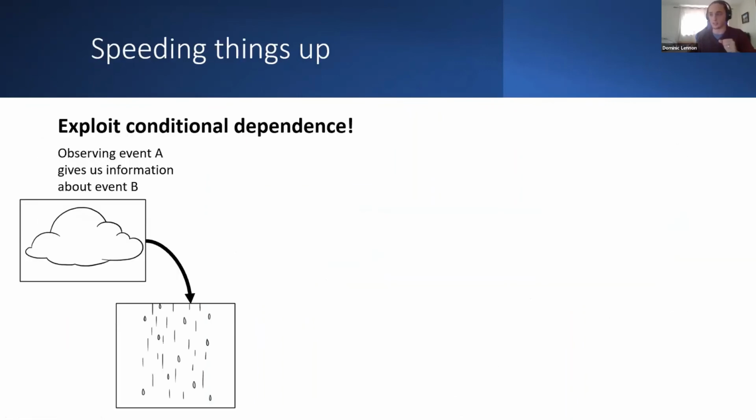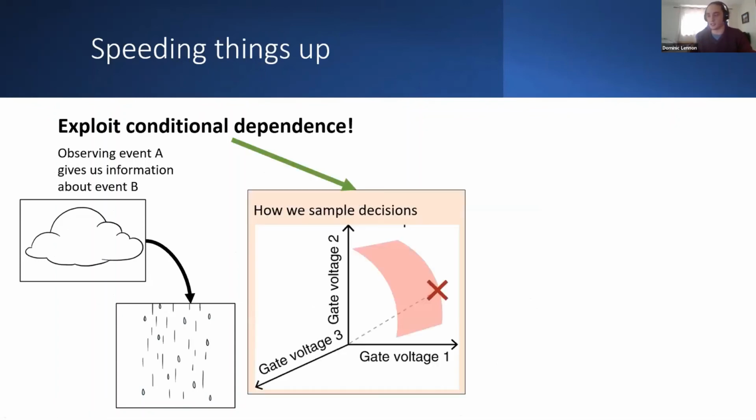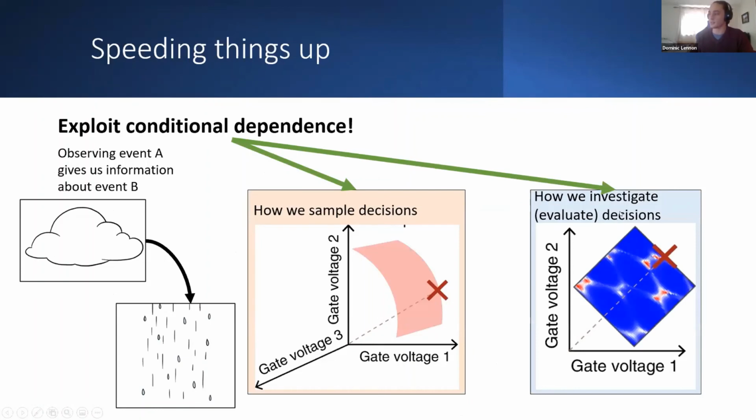We exploit conditional dependence, effectively. So observing event A gives us information about B. Clouds increase the probability of rain. And we can apply this in 2 aspects. We can apply this on how to sample decisions and make better decisions. And we can apply this to how to evaluate or investigate the device.